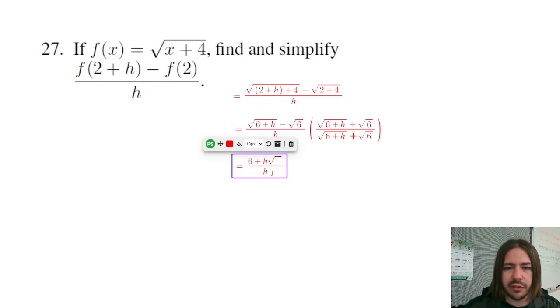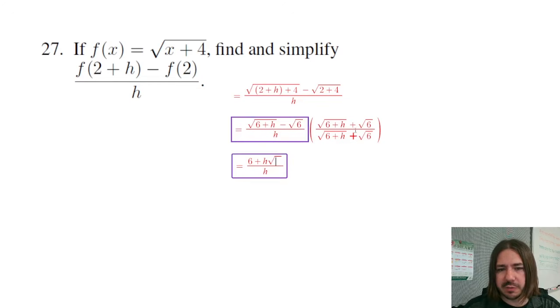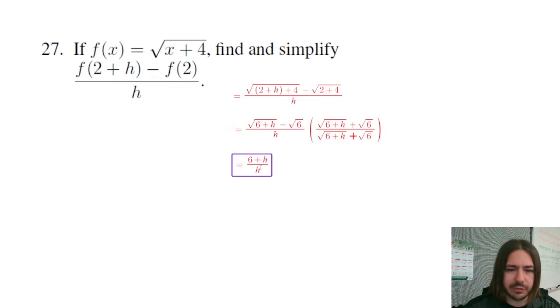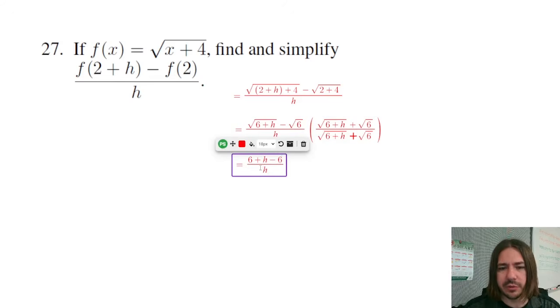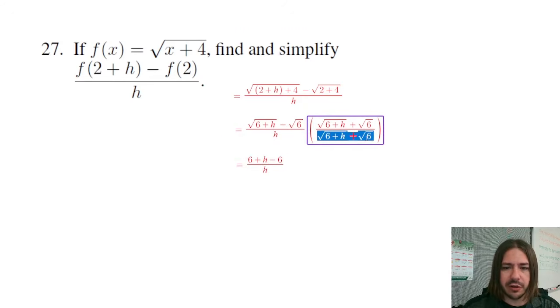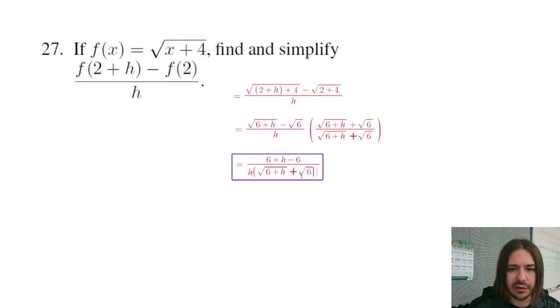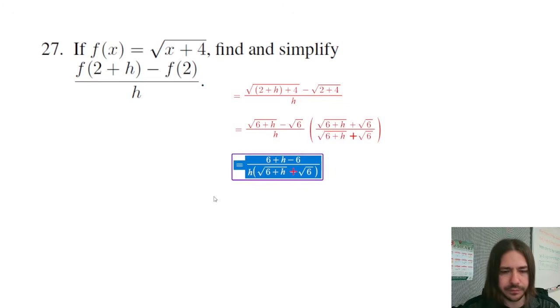I'm going to get the square root of 6 plus h times root 6, but then I'll get another one that's negative, so those two will cancel each other out. And then finally I'll have negative root 6 times positive root 6, which is going to equal negative 6. Now, the denominator is going to have h times all of this, so I'm not going to actually multiply that out, and you'll see why in a second. I'm just going to leave it in the denominator.